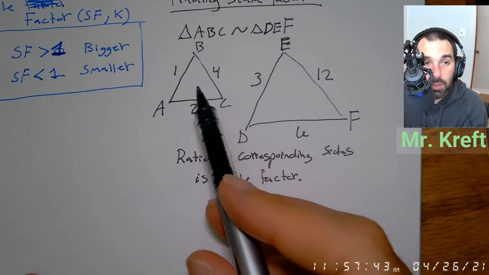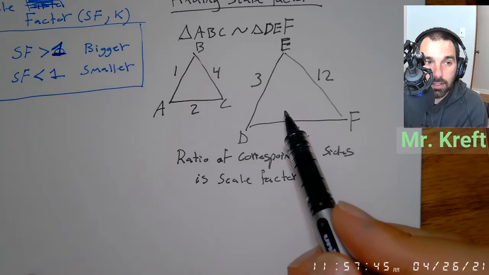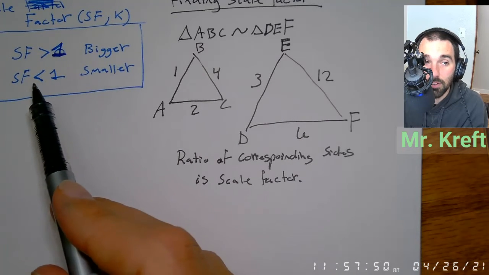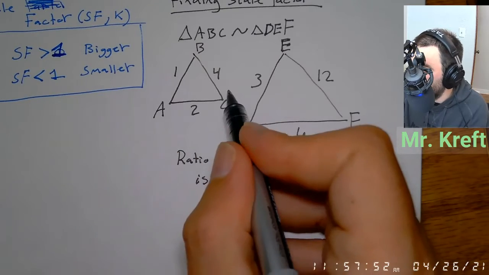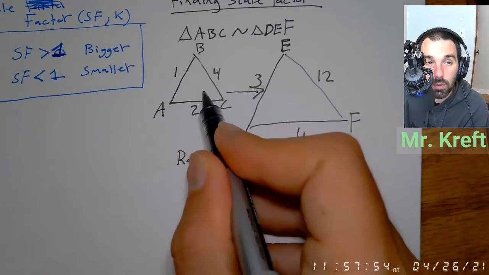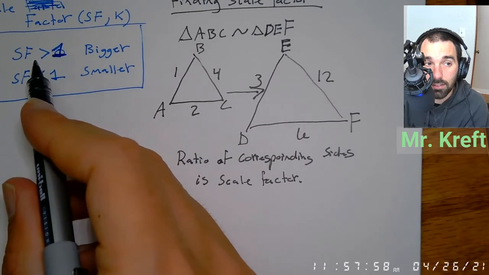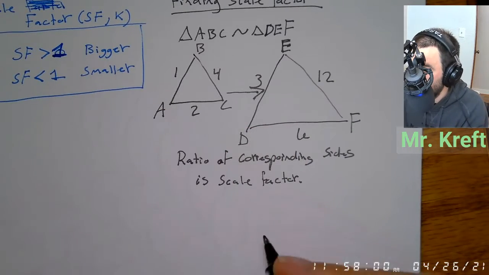So we could go two ways, right? We have a smaller triangle and a bigger triangle. If my scale factor is bigger than 1, I'm getting bigger. If it's smaller than 1, I'm getting smaller. So if I just go from left to right, I am definitely getting bigger, so I know that my scale factor should be greater than 1.